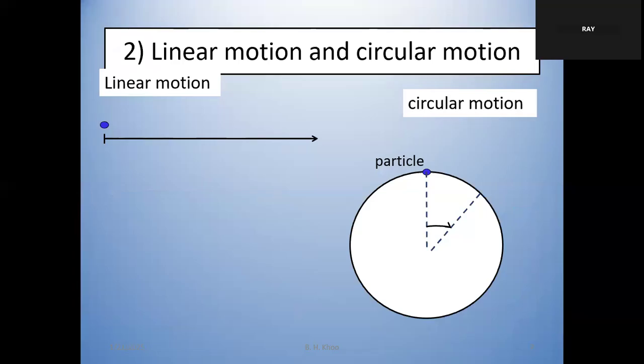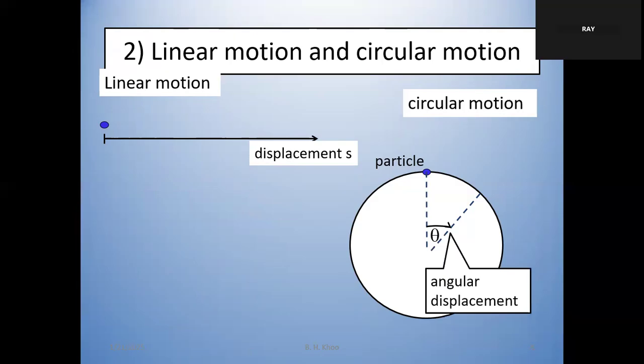Okay, linear and circular motion. In linear motion, as a vector, we are interested in displacement. Then in circular motion, instead of calling it angle theta, we call it angular displacement. That means either clockwise or anti-clockwise. It's a vector. And we have velocity, right? It's moving clockwise or anti-clockwise, so you have angular velocity.